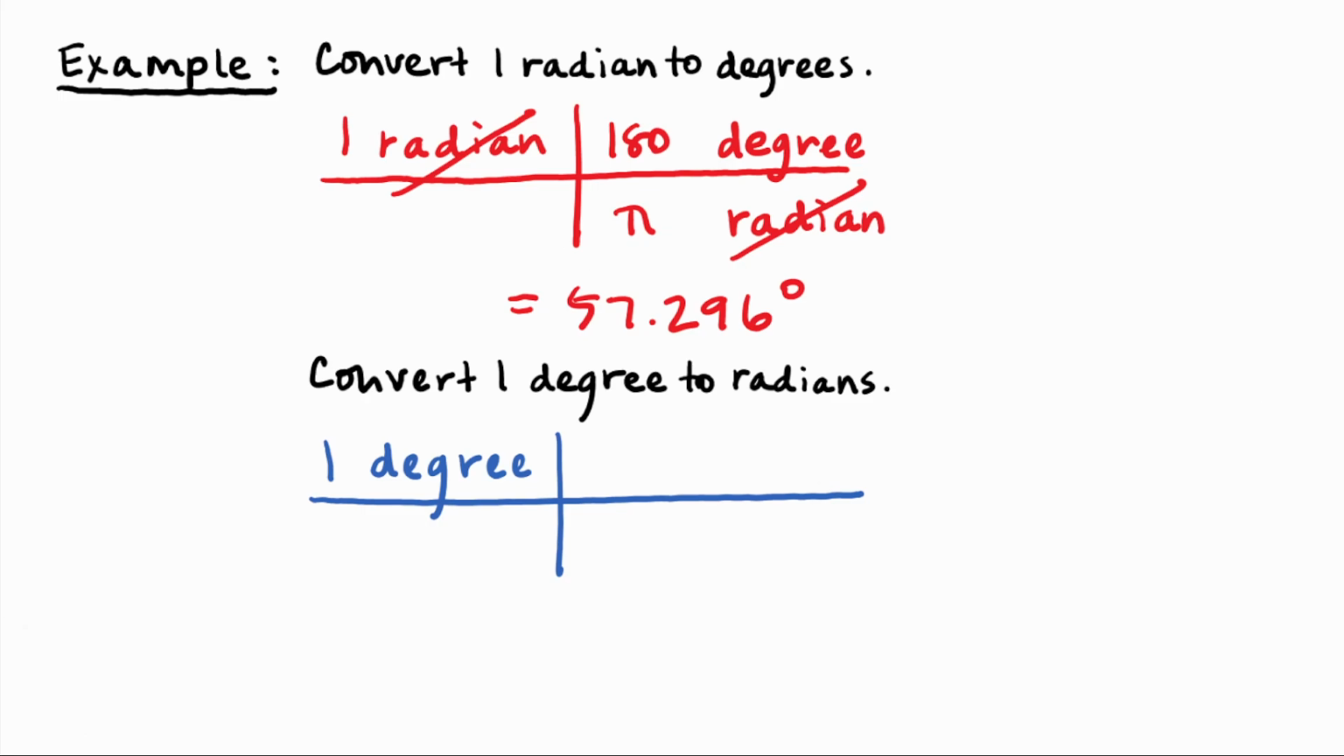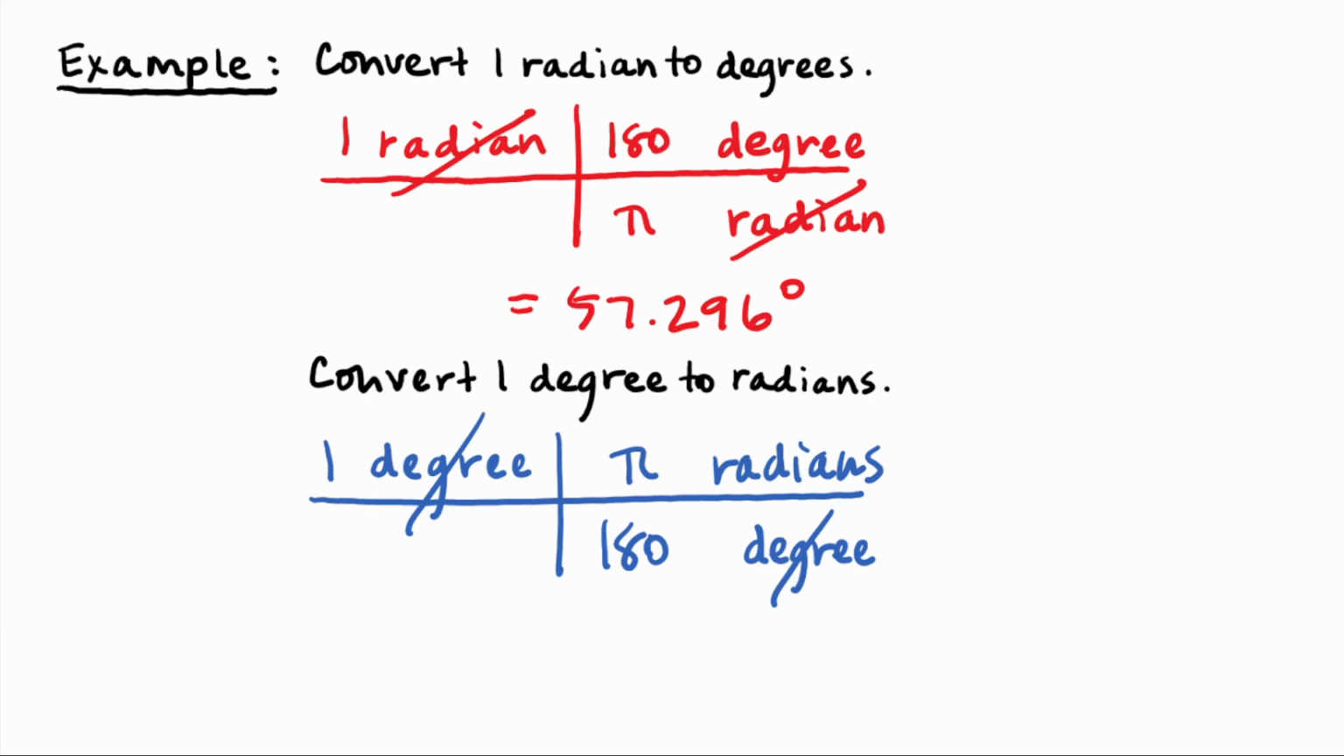So I'm going to do the same thing. I need to cancel off degrees, so I'm going to put that down here. 180 degrees is equal to pi radians. And I think it was the Babylonians that used the base 60 number system, and there are still vestiges of that hanging around, like hours and minutes or degrees in a circle.